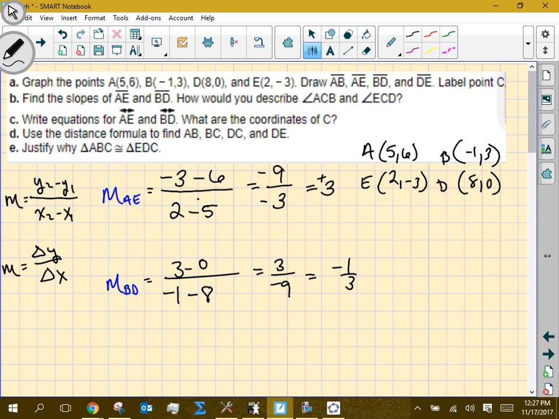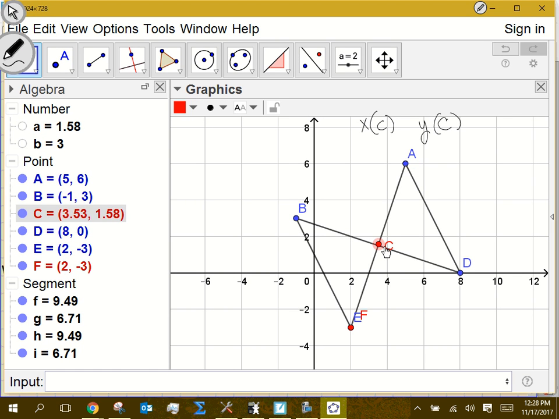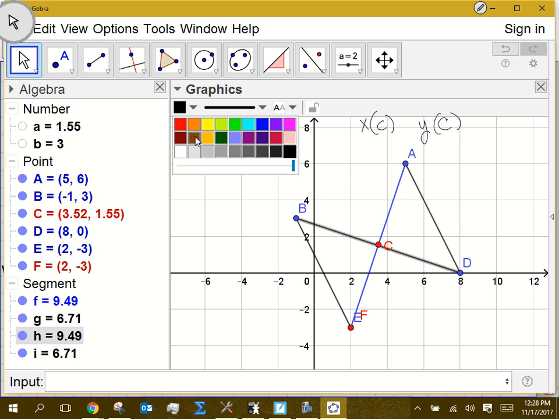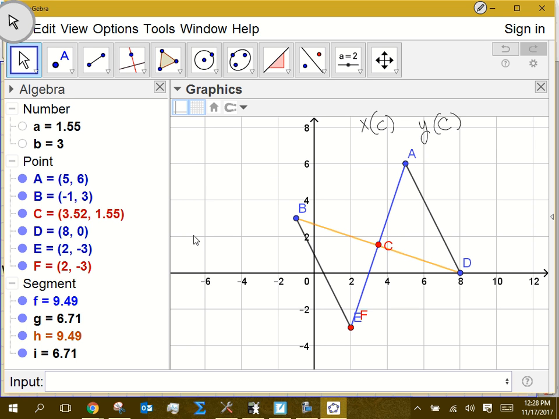Part B says, how could you describe angle ACB and angle ECD? Well, if I look at what we just found, this point here is C, right? And what we just found is that the blue line and the orange line, what are they to one another if they have opposite sign reciprocals for the slopes? They're perpendicular. So we got right angles. So those are right triangles, correct? That's what they were trying to get at here.